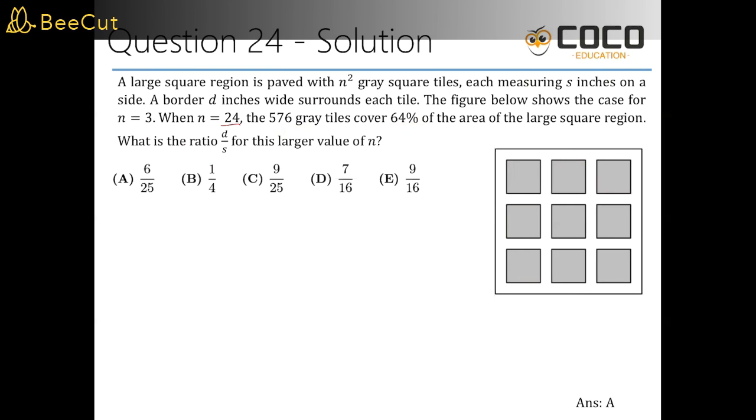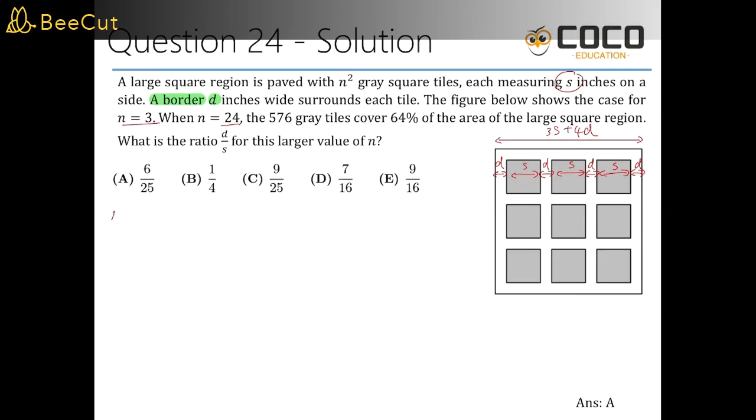So let's check how many borders there are. The border is d inches surrounding each tile. When there are 3 tiles, there are 4 borders. In this figure, when you find the total length here, each tile equals s inches, so 1s. So this is 3s plus 4d. But this is only when n equals 3.